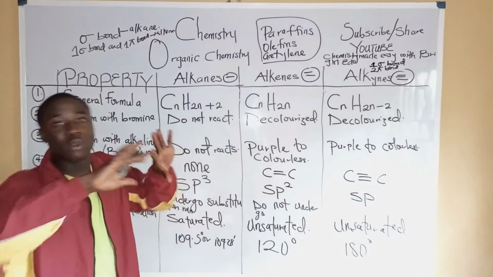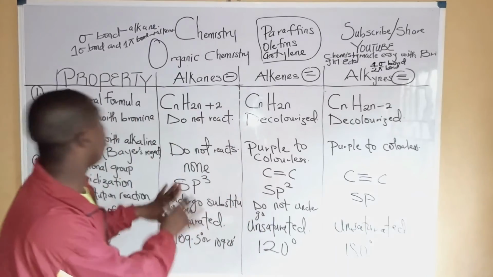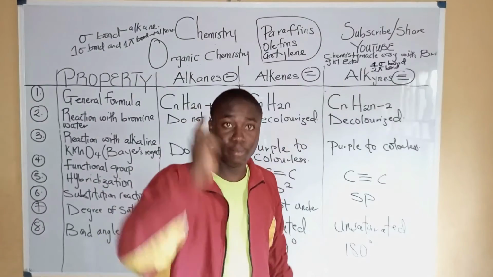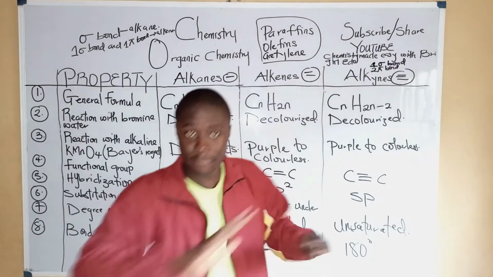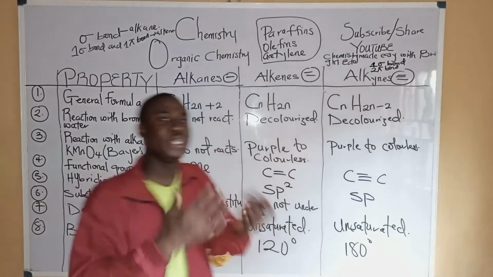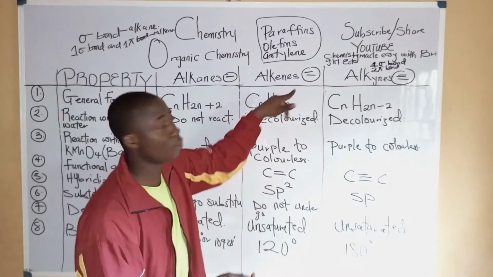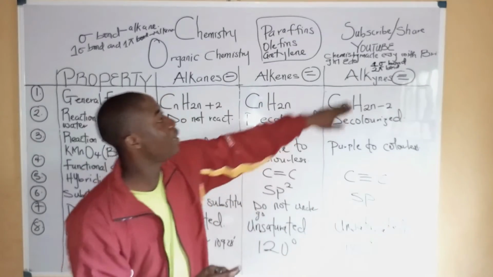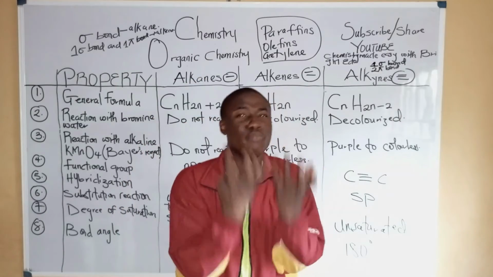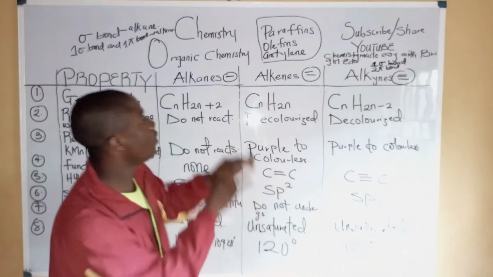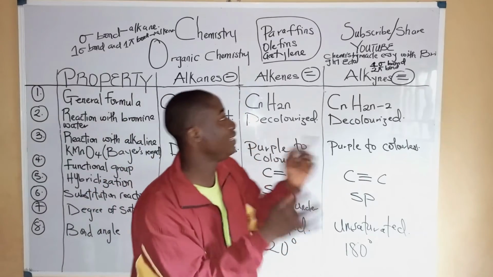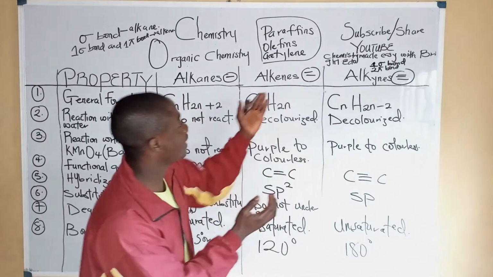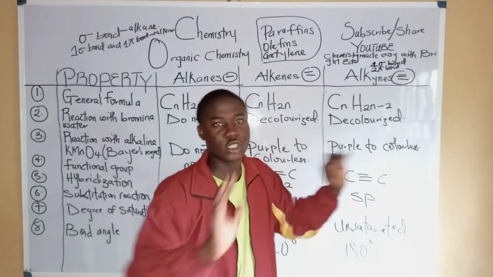Now let's talk about the combustion reactions of this group of organic compounds. Alkanes burn with no smoky flame. Alkenes burn with a smoky flame. Alkynes burn with a more smoky flame. The smoky flame is a result of carbon content. Alkynes have more carbon content than alkenes. That is why they burn with a more smoky flame.